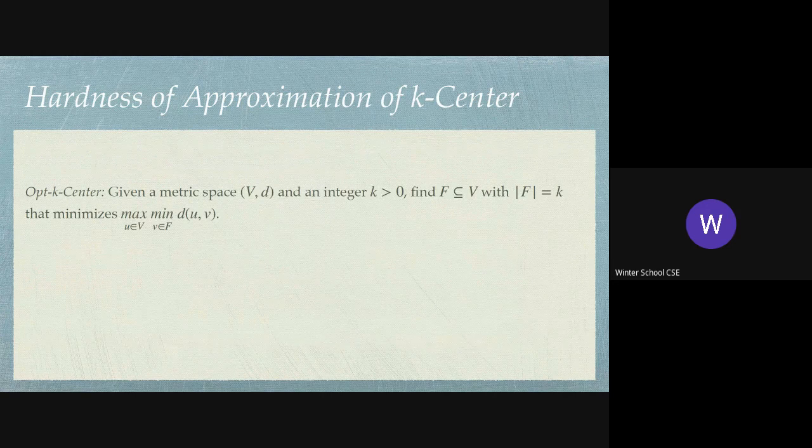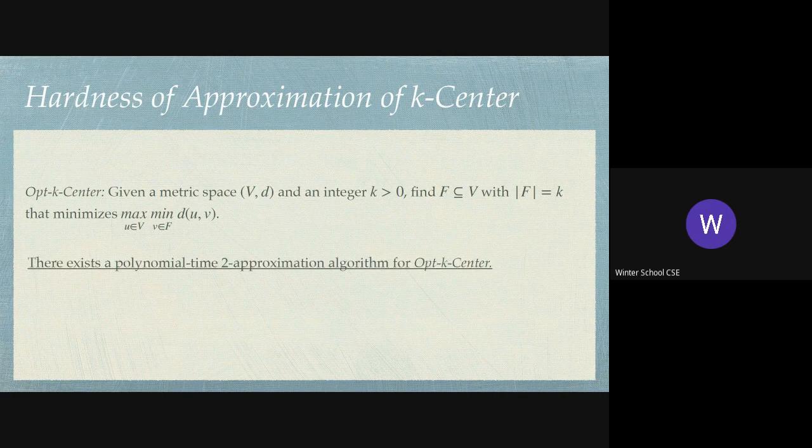Of course, if we are proving the hardness of approximation, we have to prove it for the optimization version of k-center. It doesn't make sense to approximate a decision problem because all you have is a yes or no answer. So what is the optimization version of the k-center problem? Given a metric space (V, D) and an integer k, you have to find a k-center that minimizes the radius. This is the optimization version of the k-center problem. And from the previous lecture we know that there exists a polynomial time 2-approximation algorithm for optimization k-center.